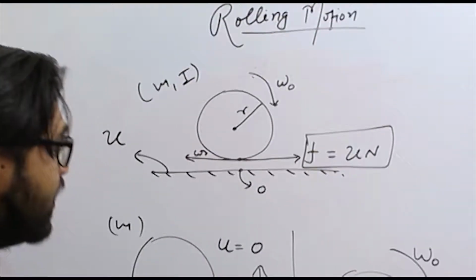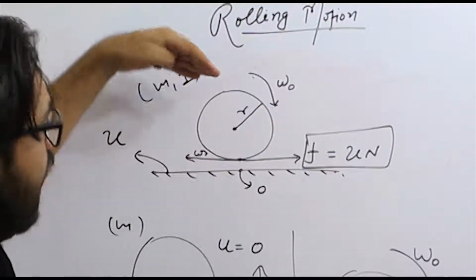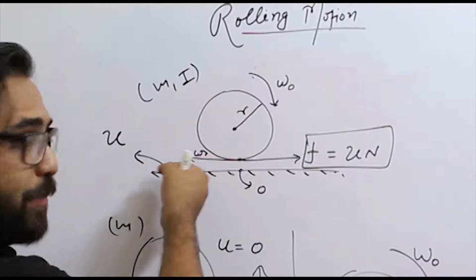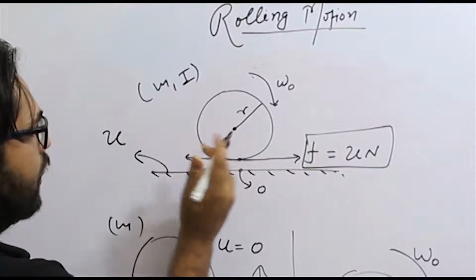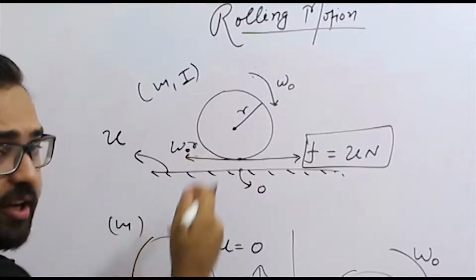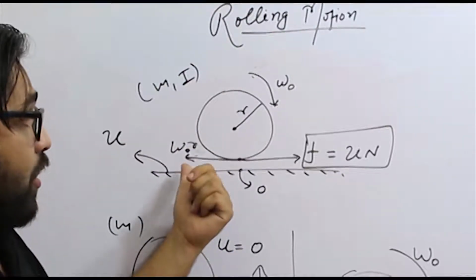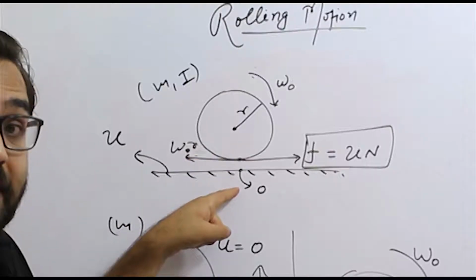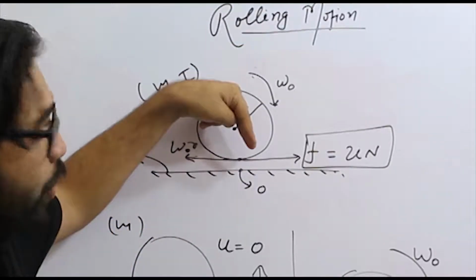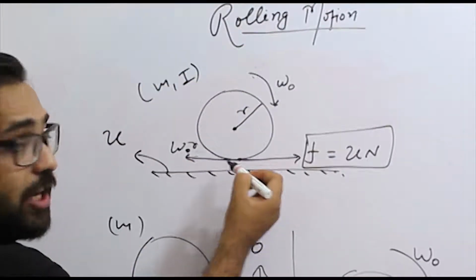So what you see here is that you give it an omega naught. As you kept it on the ground, it slipped, because here it was of course omega naught into r initially. So because of this, there was slipping because there was a difference in these velocities, and you initially only gave it rotation. Due to this difference in velocity, there was slipping.